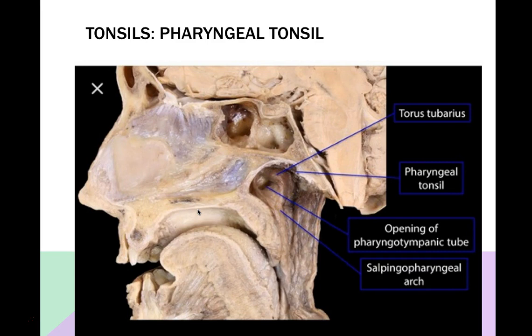So what will that look like in a cadaver? If we are able to do a mid-sagittal cut on a cadaver, we will be able to see the spaces that contain these tonsils. So here is our nasopharynx, and you can see in the roof here we have the pharyngeal tonsil. We also would be able to see the opening of the pharyngeotympanic tube, or we know this as the auditory tube or eustachian tube.